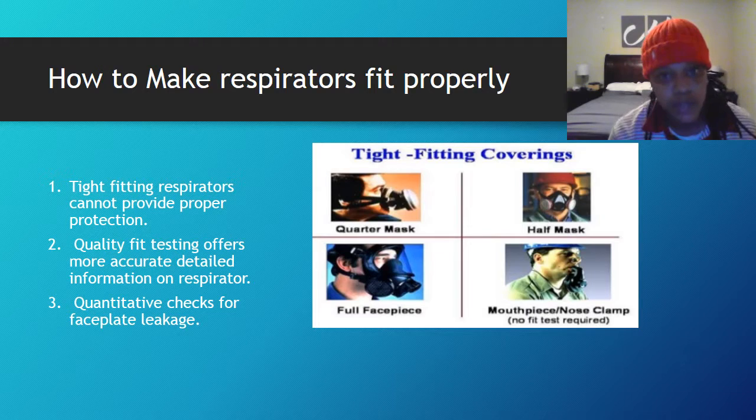How to make respirators fit properly. Tight-fitting respirators cannot provide proper protection. Quality fit testing offers more accurate, detailed information on respirators. Quantitative checks for faceplate leakage is also required to make sure there are no leaks coming from your face mask when using the respirators.